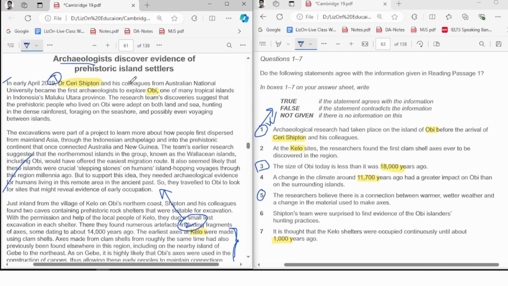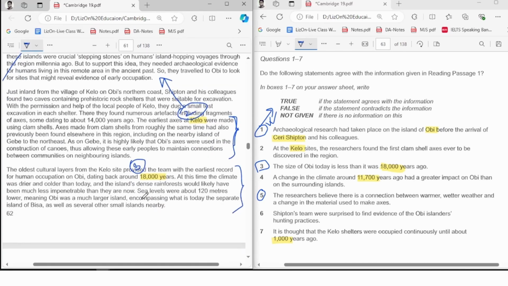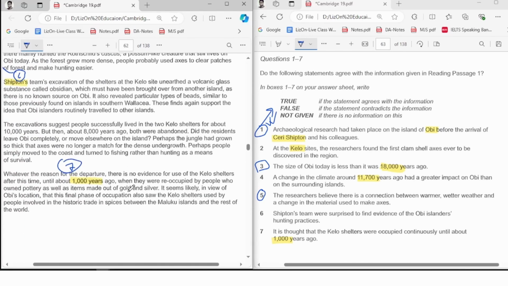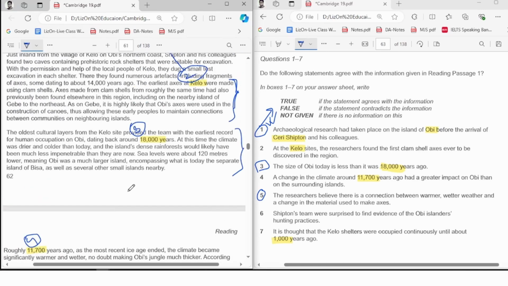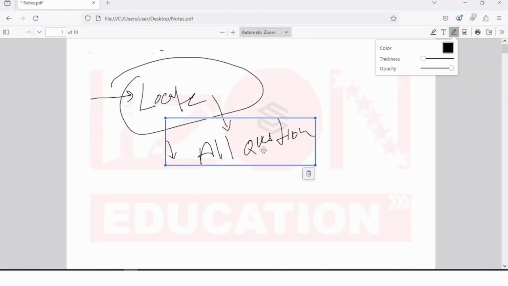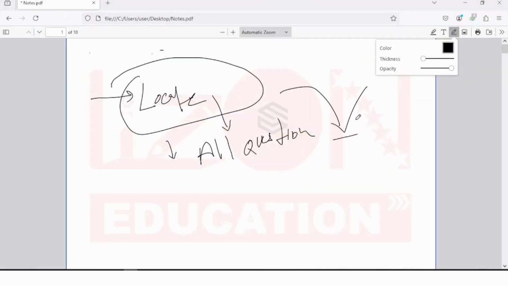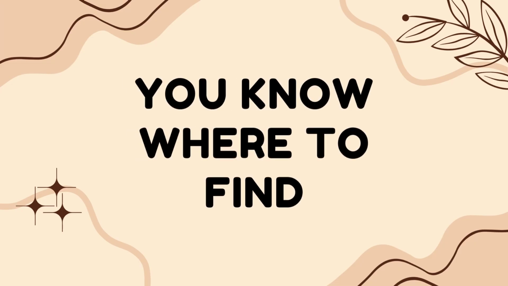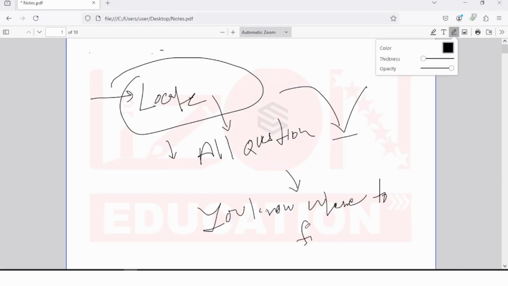So now your roadmap is ready. Your locating materials are ready. For number 1, I'm going to read here. For number 2, I'm going to read here. For 3, 4, 5, 6, I'm going to read where I need to. Now you know. That's done. That's a fantastic job you have done here. Your locating is done. You know where to find. Because everything should have a vision.